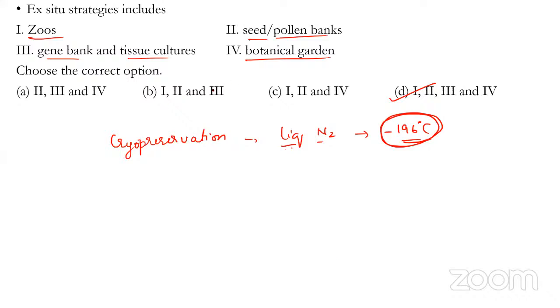I can see somebody has answered B. Fourth one, botanical garden is also an example of ex situ conservation. What are the examples of in situ conservation?